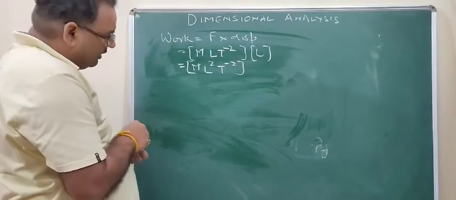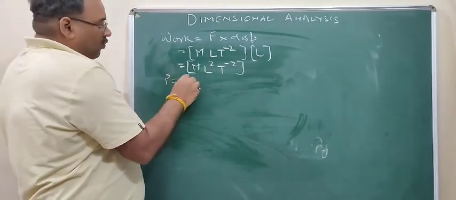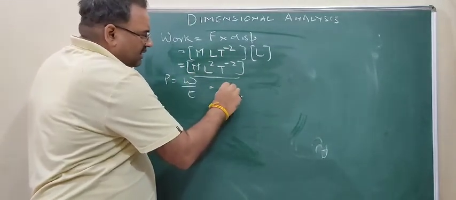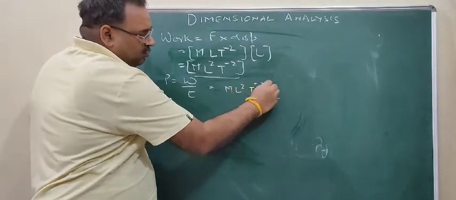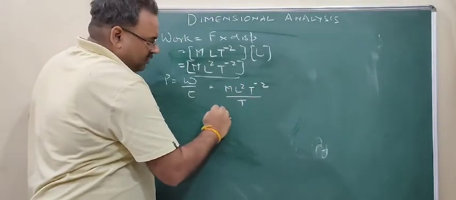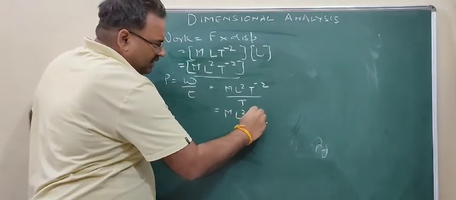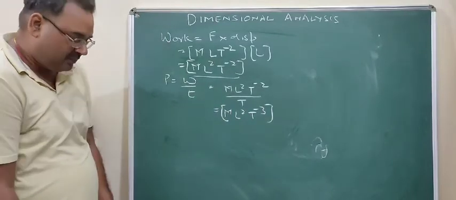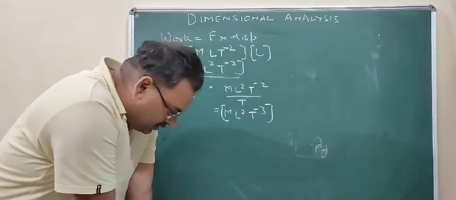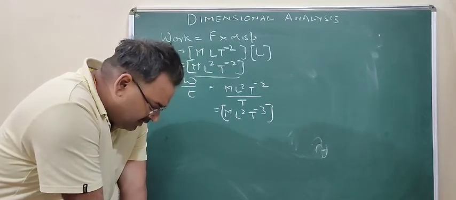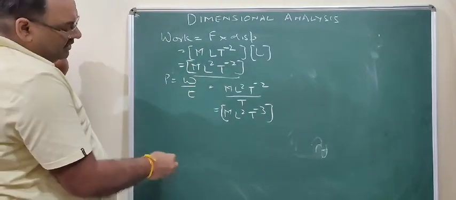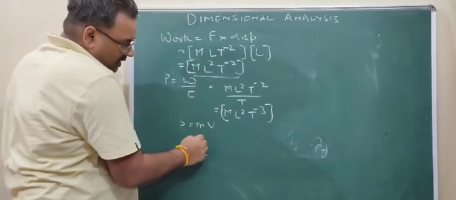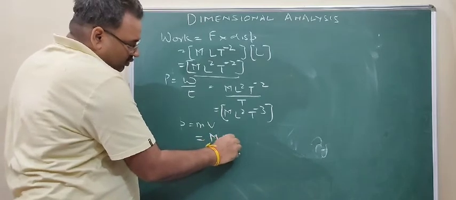Then we have power. Power is work upon time. So we have got the formula for power. Work is ML square T minus 2 upon T. So this is equal to ML square T raised to power minus 3. So the dimension of power is ML square T raised to power minus 3. Similarly, we have other physical quantities such as momentum. Momentum P is equal to mv. So mass M, v is LT minus 1.